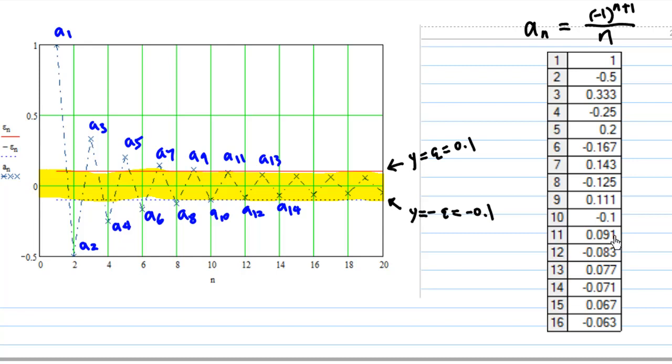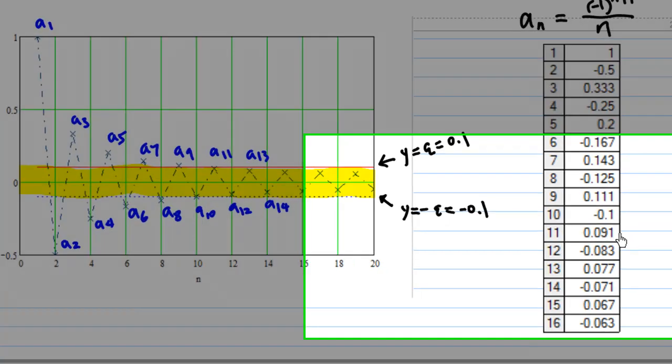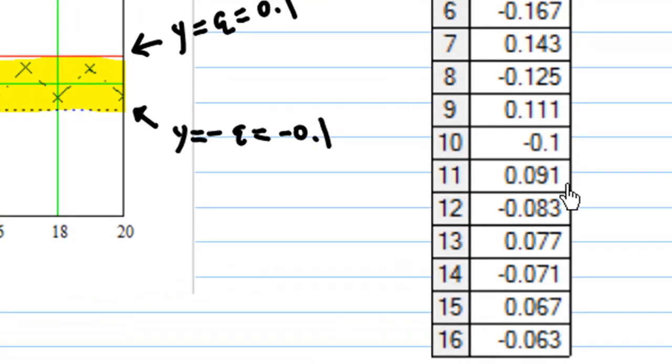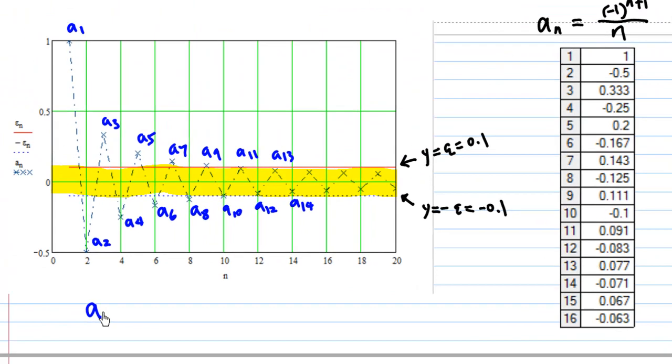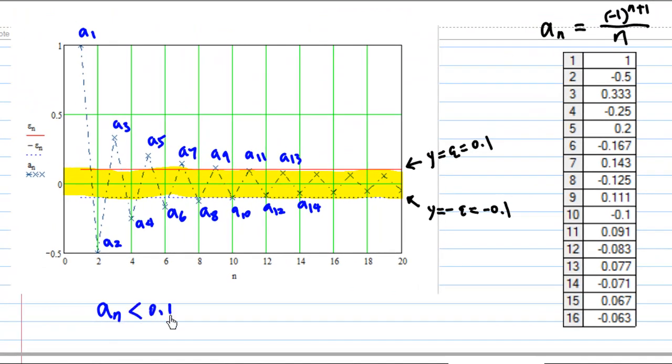In fact, we can verify this by looking at the table that when n equal to 11 onwards, all the absolute values of a sub n will be less than 0.1. Therefore, we can safely say that a sub n will be less than 0.1 and greater than negative 0.1 if n is greater than 10. Means n equal 11, 12, 13, 14, and so on. So this is how we find the x when epsilon equals 0.1.